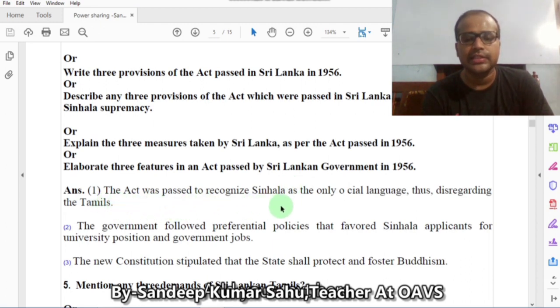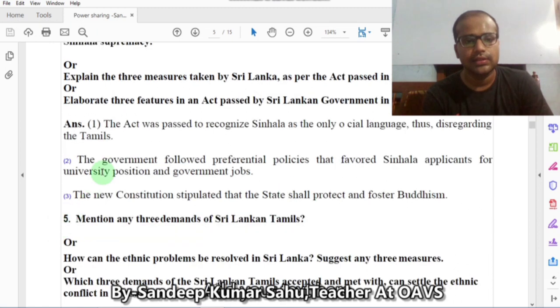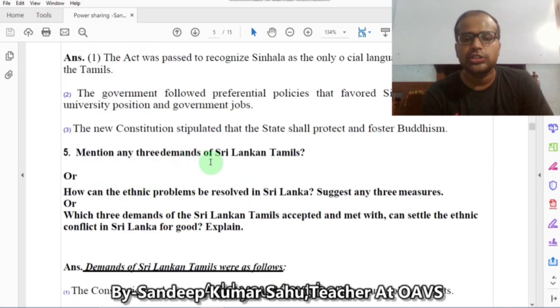The Act was passed recognizing Sinhala as the only official language, disregarding the Tamils. The government followed a preferential policy to favor the Sinhala applicants for university positions and government jobs. The new constitution stipulated that the state shall protect and foster only Buddhism, disregarding the Hindus and the Muslims. Question number 5. Mention any three demands of Sri Lankan Tamils.